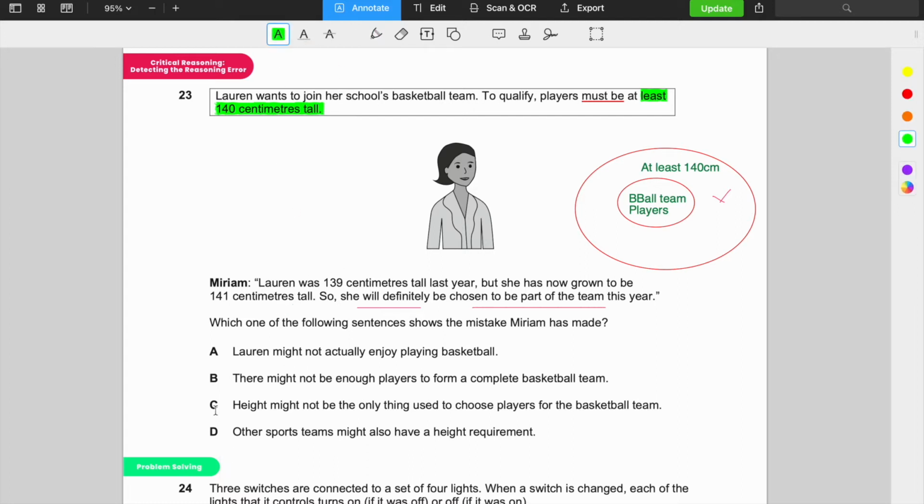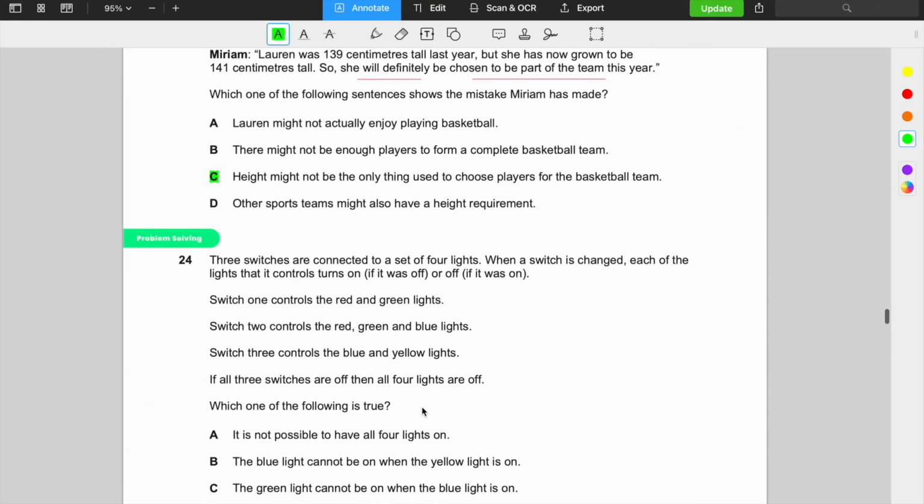Best answer is going to be option C. Height might not be the only thing used to choose players for a basketball team, right? Maybe you actually have to have some athletic prowess. Maybe you actually have to know how to play basketball. What if Lauren doesn't know the rules of basketball? So there could be other conditions, other requirements for players to be on the basketball team.